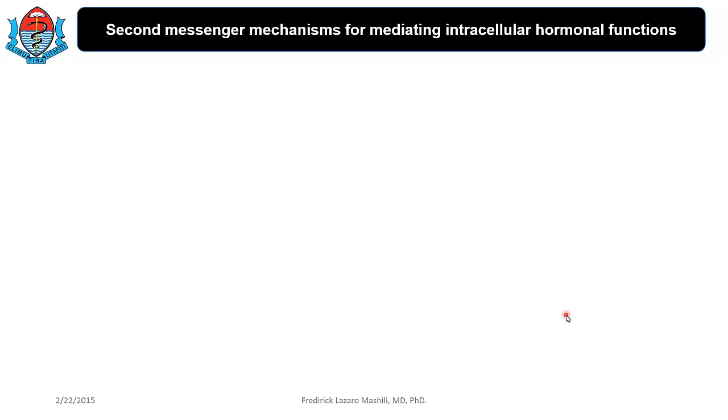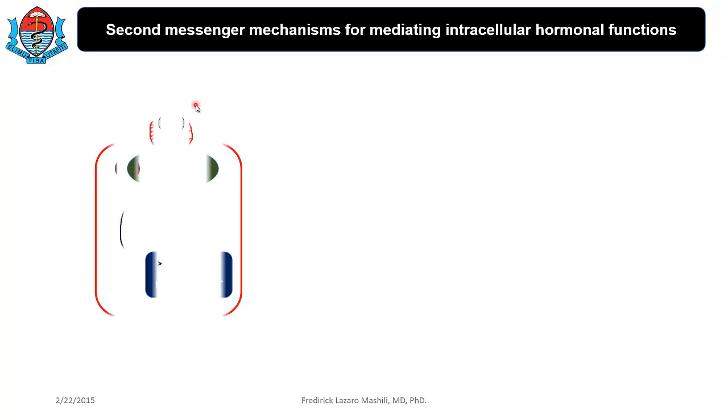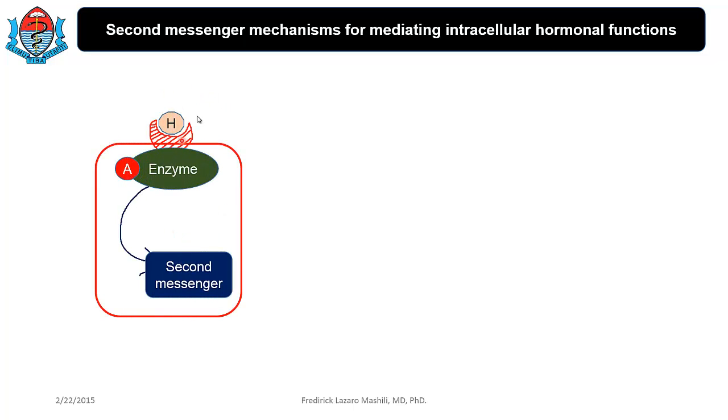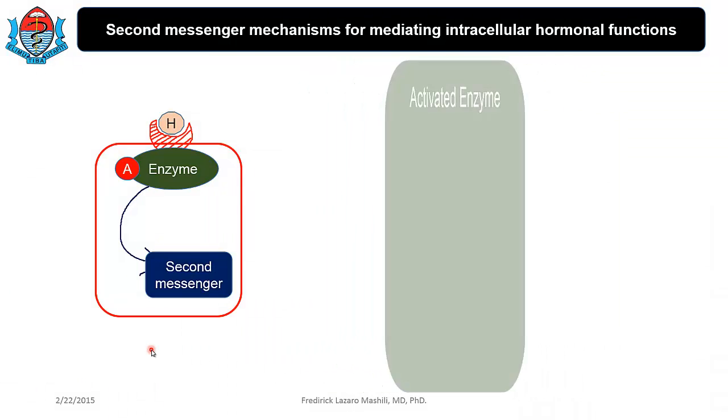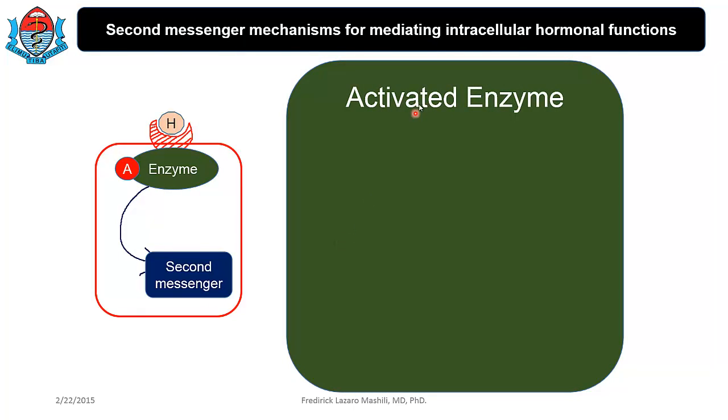We're talking about second messengers being a very important mechanism. What are these second messengers? Again, I go back to this diagram where you have a hormone receptor complex activating an enzyme inside the cell, and this enzyme eventually activates a second messenger that will bring about a biological response. So the activated enzyme activates the second messenger.